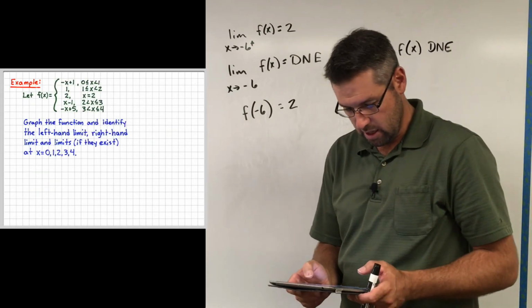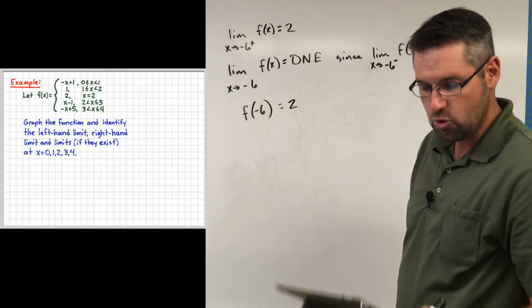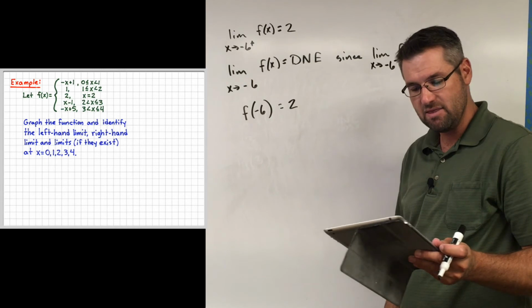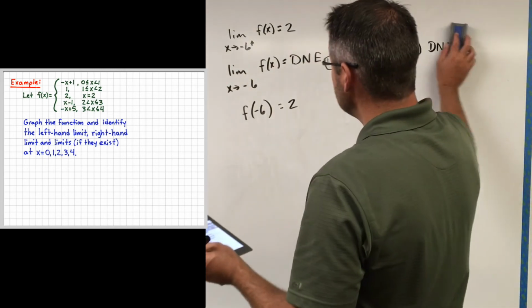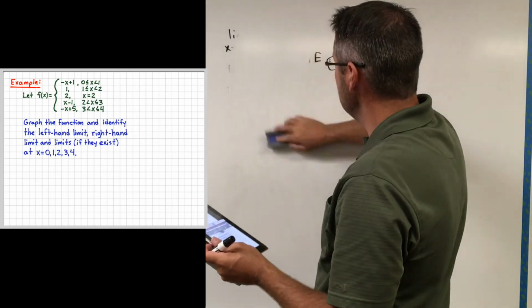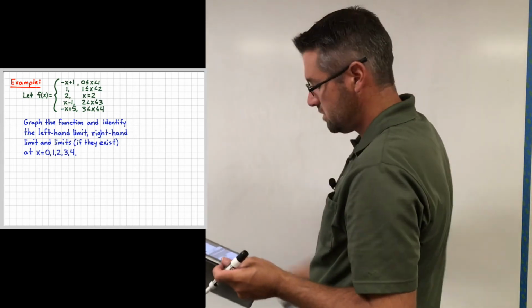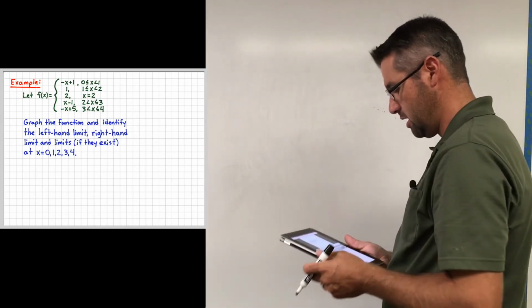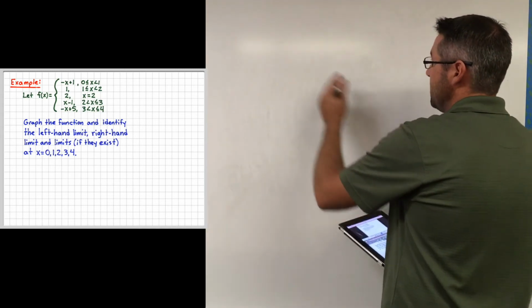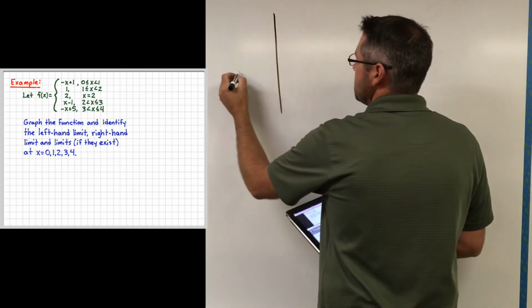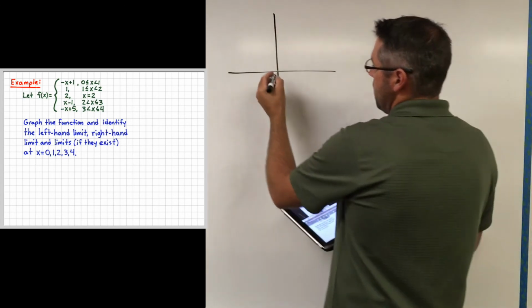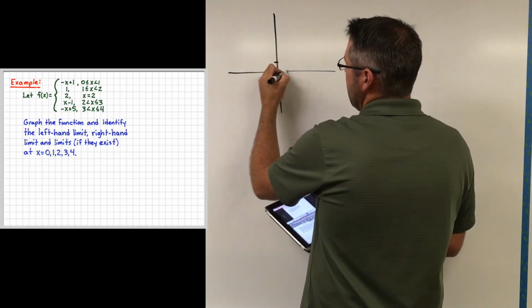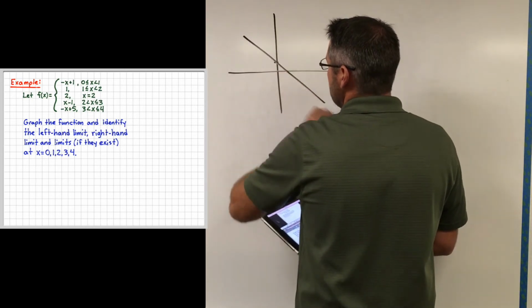Let's go ahead and take a look at another example. It says graph the function and identify the left-hand limit, right-hand limit, and limits, if they exist, at x equals 0, x equals 1, 2, 3, and 4. It looks like we got a lot of stuff going on here. Well, I'm going to go ahead and graph it just because it's good practice when it comes to piecewise functions. We have negative x plus 1, which means we're going to go up 1 and have a negative slope. So we have something like this.